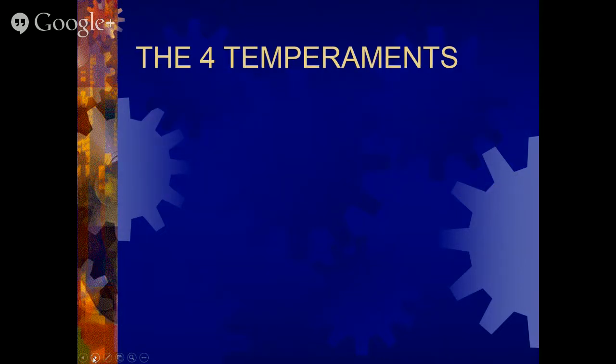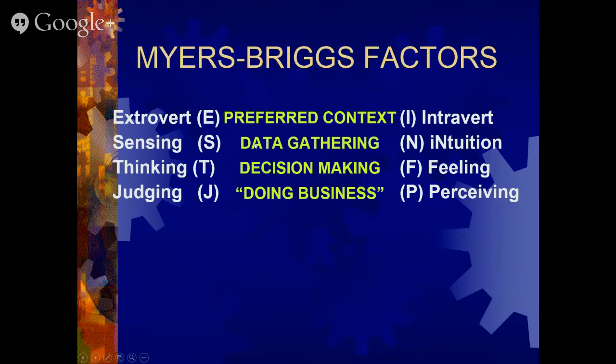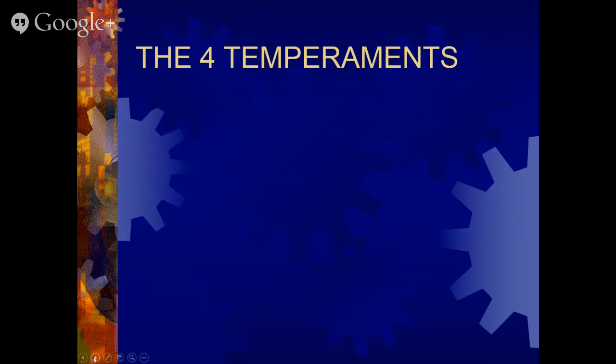When you have done that, you will have arrived at a combination of these 4 letters. You may be, for example, an ENFJ. You may be an ISTP. In other words, you'll take one letter from each of these 4 levels, and you will end up with your own self-analysis, which will come from doing that test.